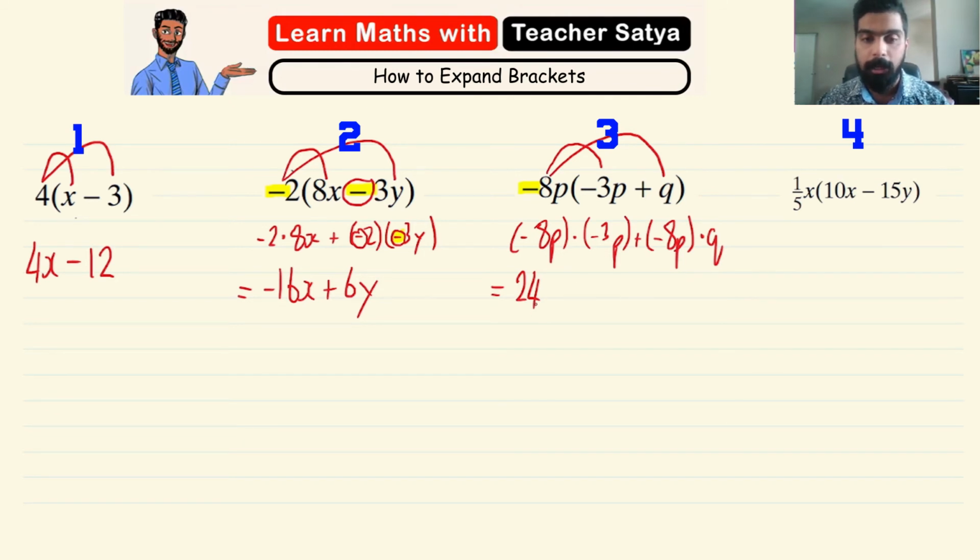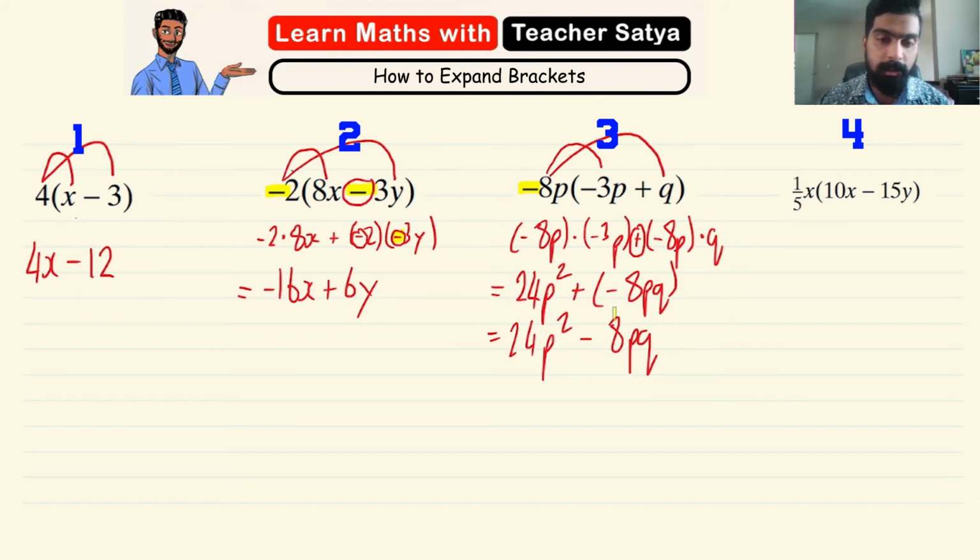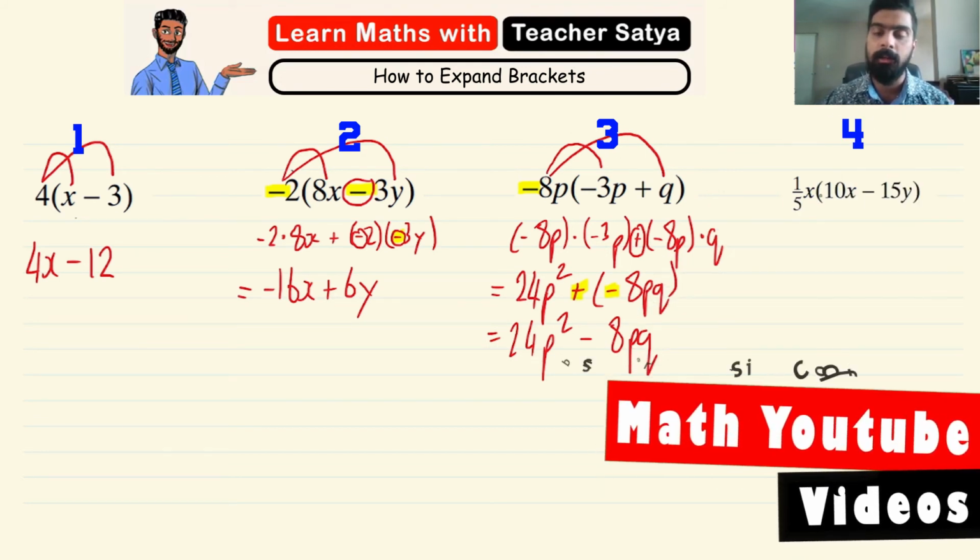And then p multiplied by p is going to give us p squared. Now next, what do we have? We have a plus sign which is followed from right here. And negative 8p multiplied by q is going to give us negative 8pq. Now you can either leave the final answer like this, or you can leave it as 24p squared minus 8pq. It is minus because if we take this plus multiplied with a negative, we would get a minus answer. Now let's go to the final question right here.